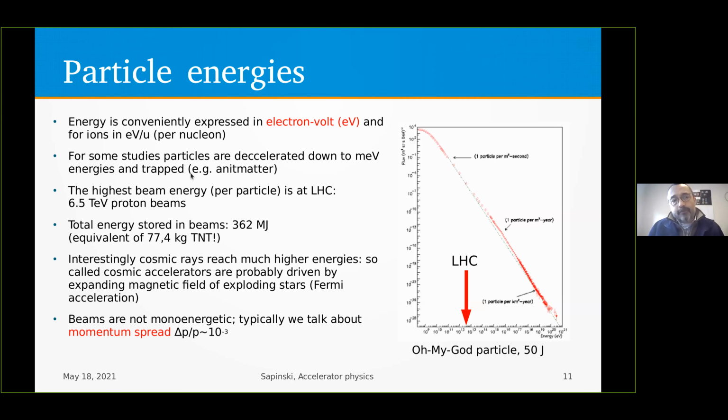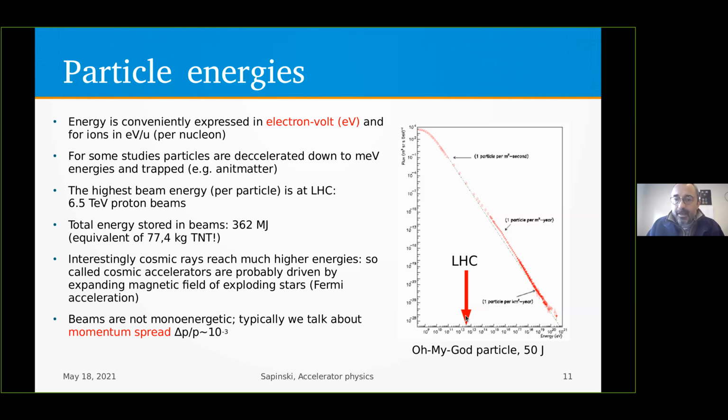On the other hand, we have the highest beam energies per particle. And here, of course, the king is the Large Hadron Collider at CERN, which produces proton beams at an energy of 6.5 tera-electronvolts. The energy produced by the LHC is 6 times 10 to the 12 electronvolts. It's a very large energy, all right?